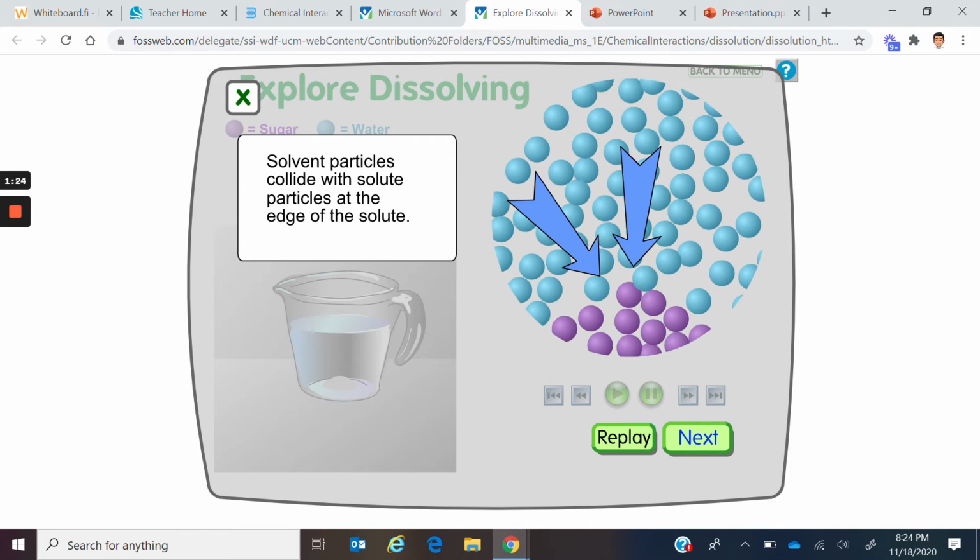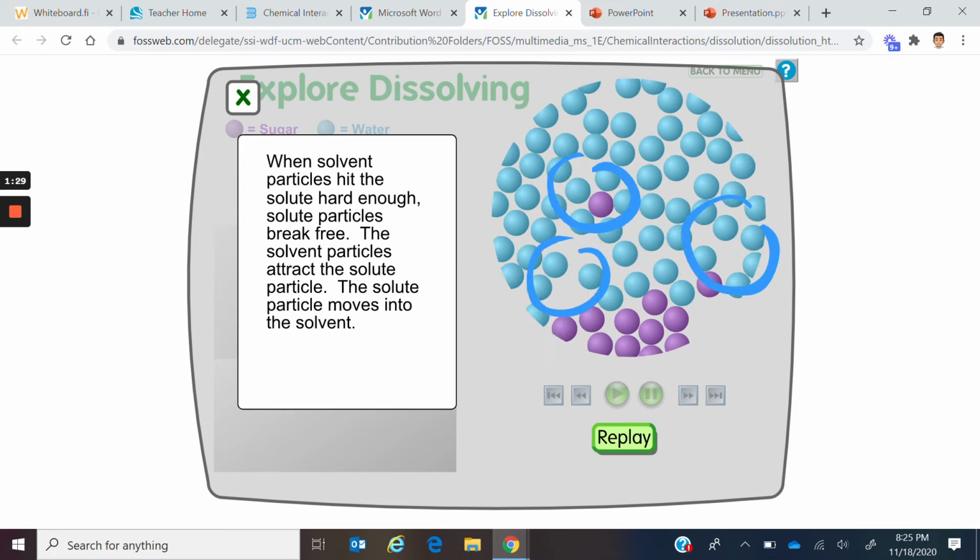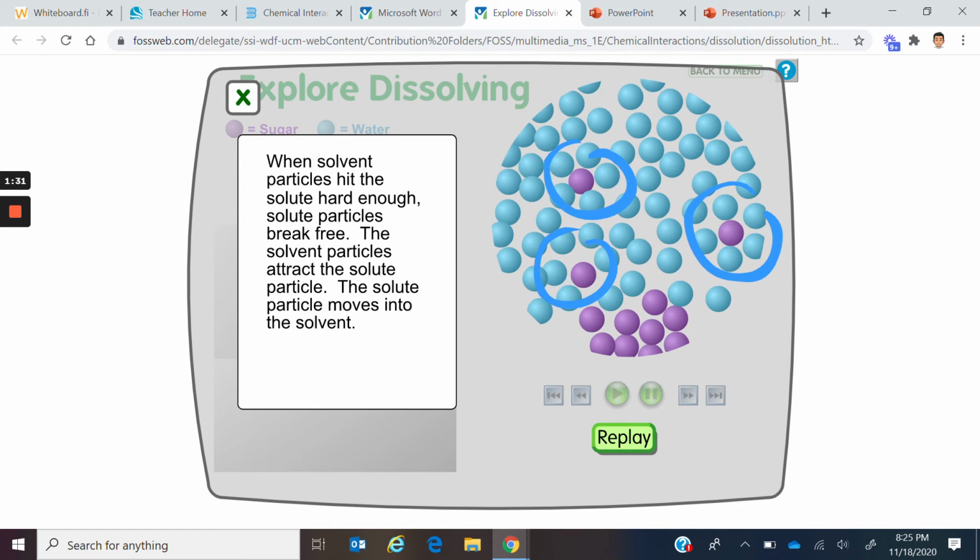Solvent particles collide with solute particles at the edge of the solute. When solvent particles hit the solute hard enough, solute particles break free. The solvent particles attract the solute particle. The solute particle moves into the solvent. So you have a nice view here of how water particles surround the solute, and that's what dissolving is.